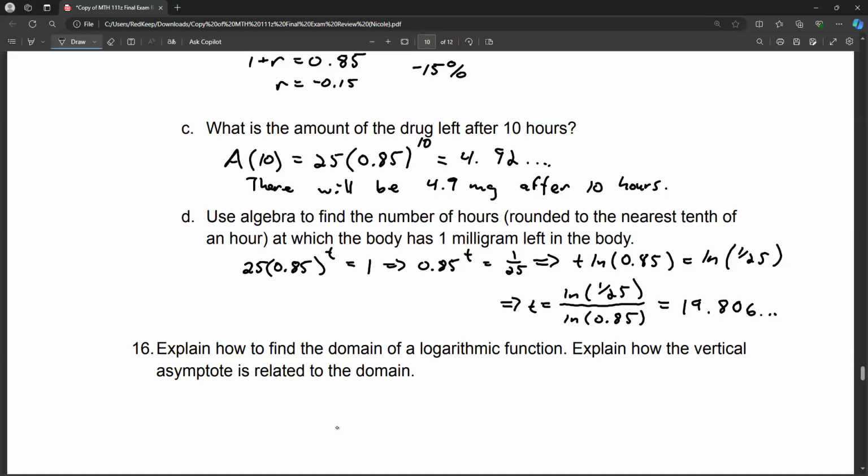So again, we want to answer these in complete sentences, and we'll say something like, it will take, right? And they told us in the problem statement to round to the nearest tenth of an hour. So I say, well, it'll take 19.8 hours.